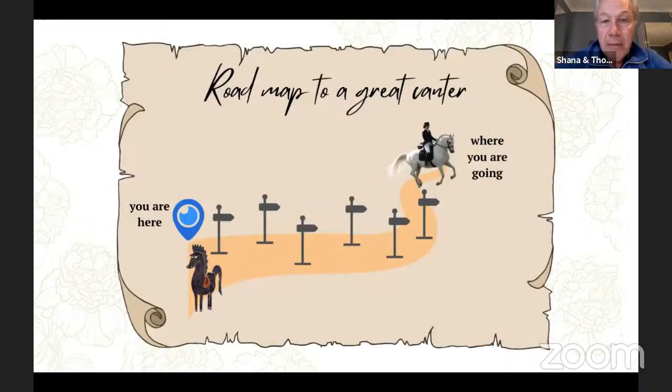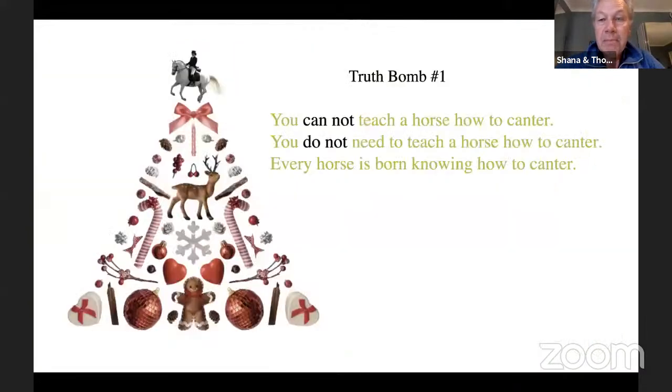So yeah, roadmap to a great canter, because training is in some ways a little bit like a road trip, right? You start where you are, and then you have a certain goal, a certain destination that you want to reach, right? We'll talk a little bit more about that. So, and then there are a couple of points we want to talk about. One is that you cannot really teach a horse how to canter, and you don't need to teach the horse how to canter, because horses are born knowing how to canter.